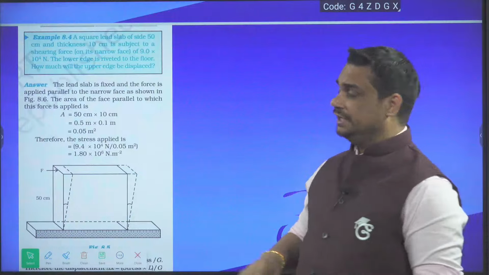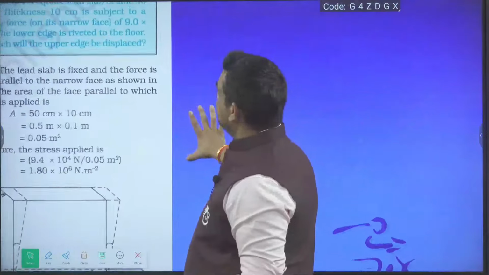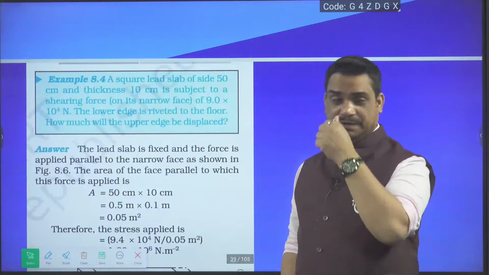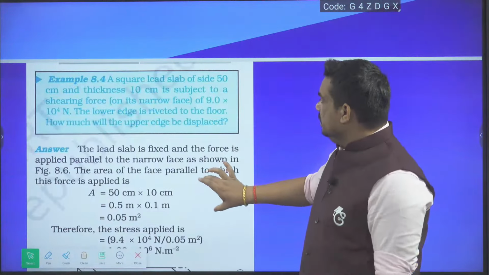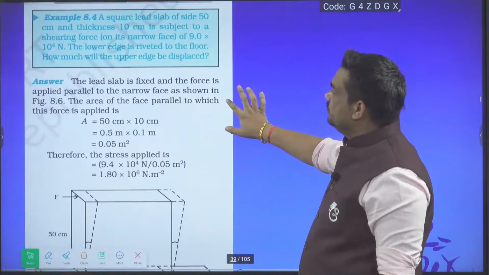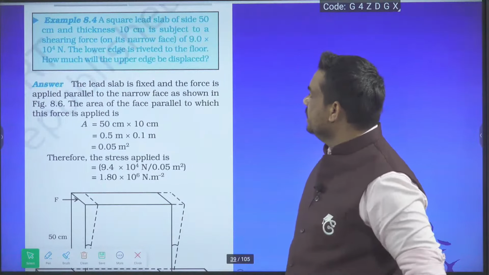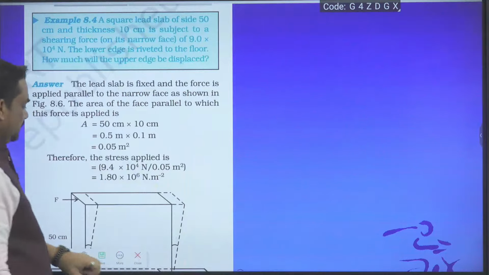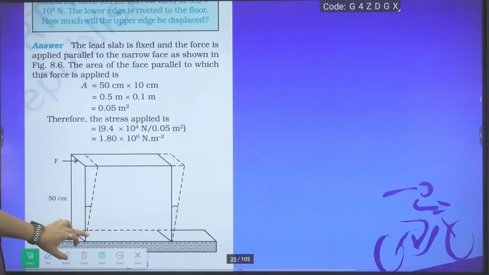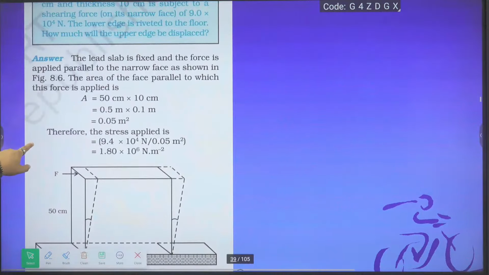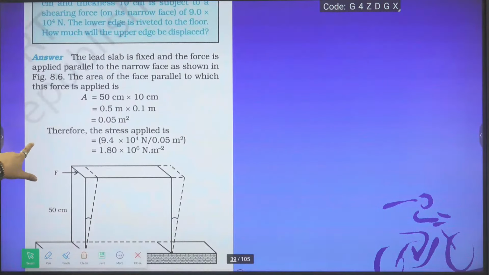In this one, they are saying a square lead slab of side 50 centimeter and thickness 10 centimeter is subjected to a shearing force of this. The narrow edge is riveted, meaning the lower part is fixed, this part is fixed to the floor. How much will the upper edge be displaced?